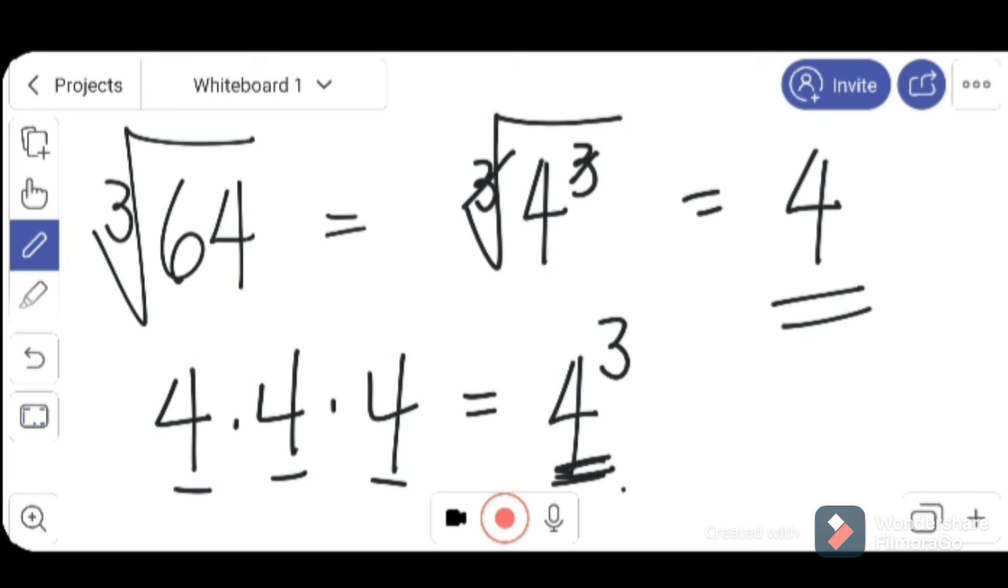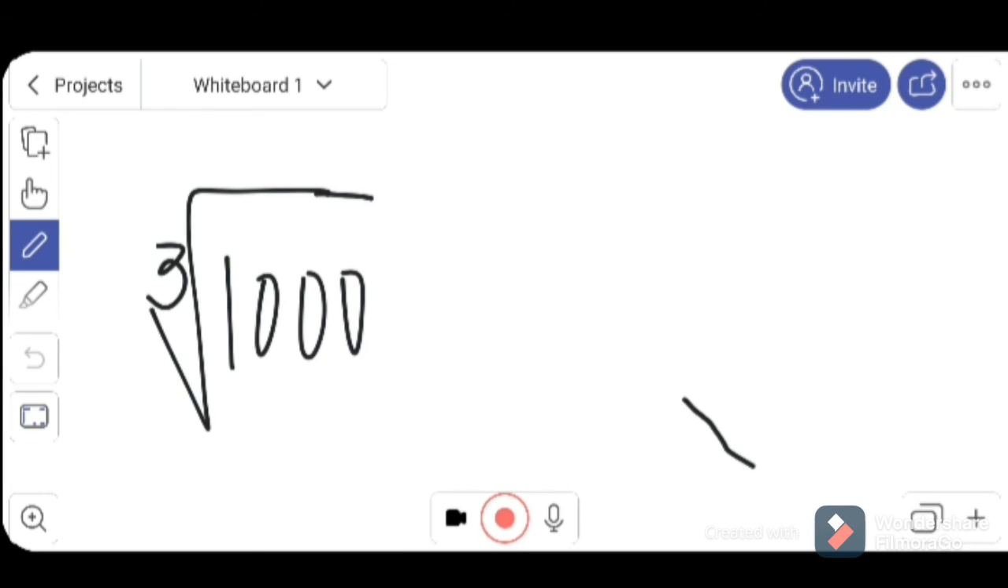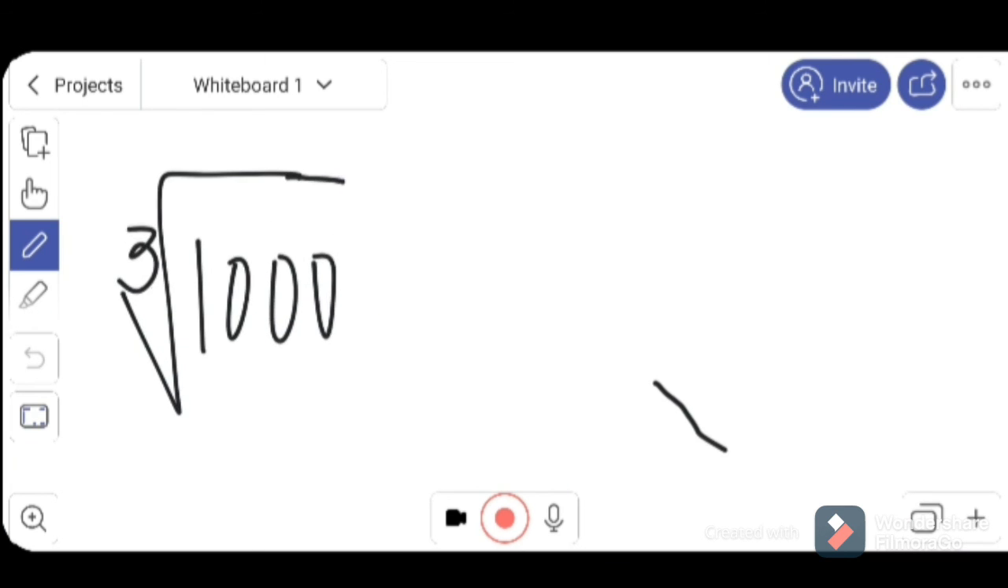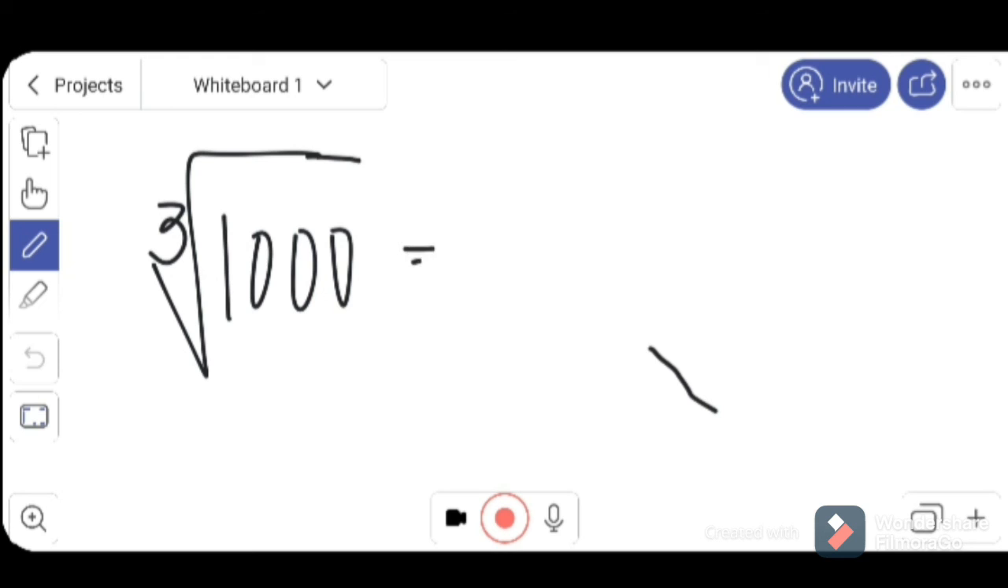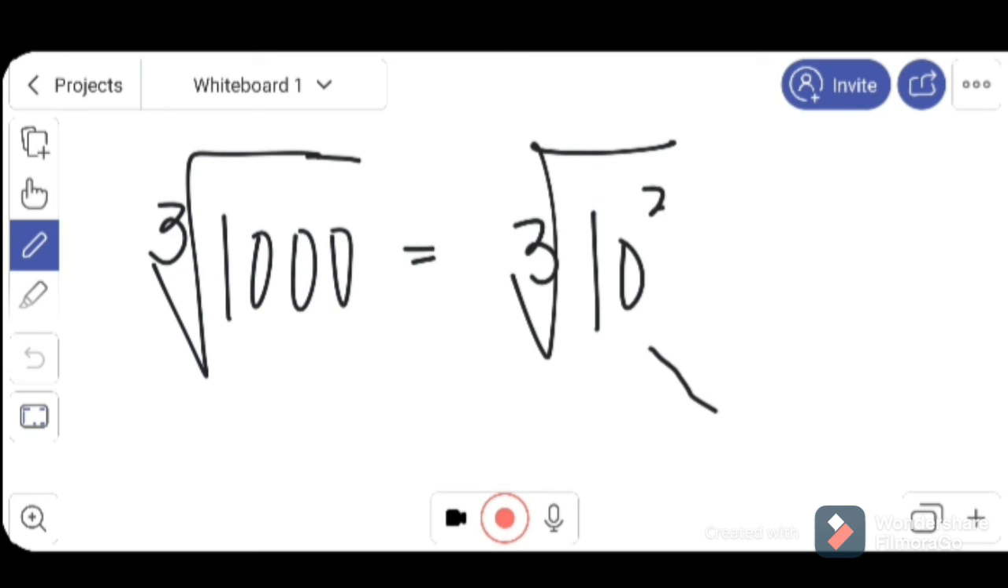Okay, let's have the last example. What will be the answer? That will be the cube root of 10 cubed. So, we cancel that and that. The answer is 10.